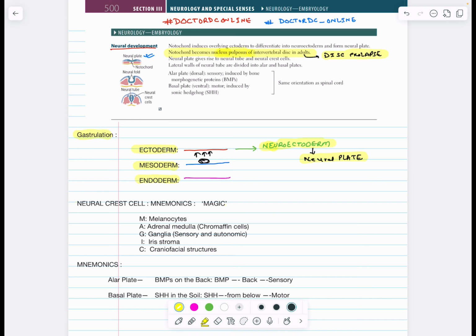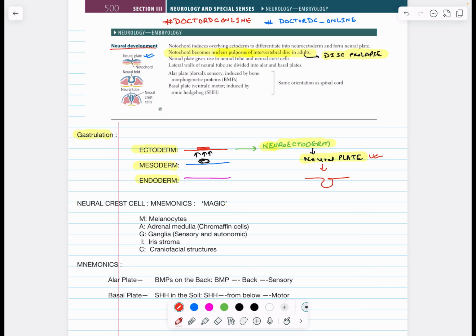Another main point is the neural plate. The neural plate is a flat sheet of neuroectoderm that forms above the notochord. Around the 3rd to 4th week of development, the edges of this plate elevate to form neural folds, which then fuse in the midline, creating the neural tube.